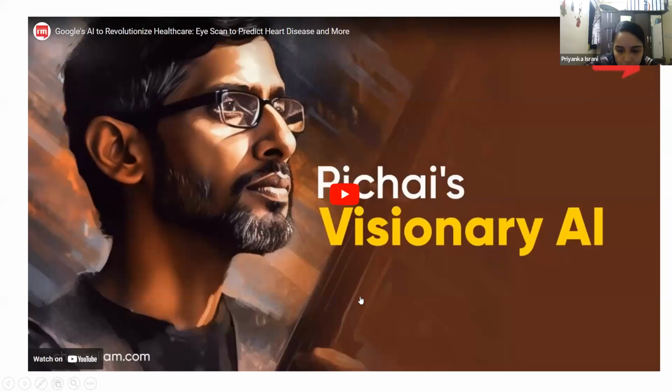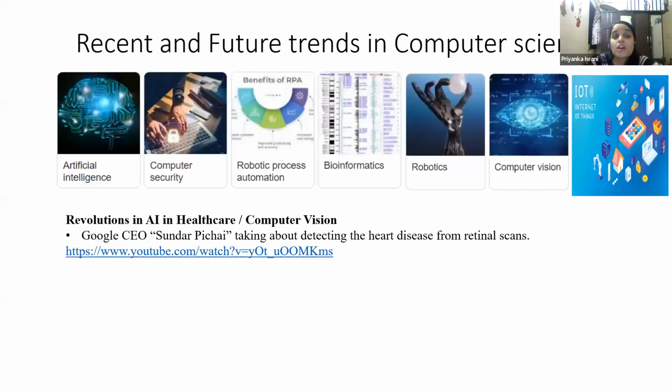Okay, so what we were talking about, future trends in computer science. Basically, AI is getting very famous in healthcare to help the doctors. Google DeepMind researchers are working on it, and they are producing results which can detect heart disease or even predict the readmission of a patient to the hospital from retinal scans. That field lies under computer vision and AI in healthcare. Okay, so this is one example.